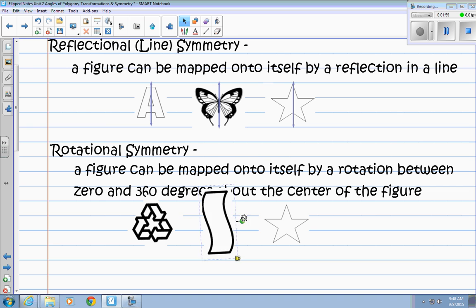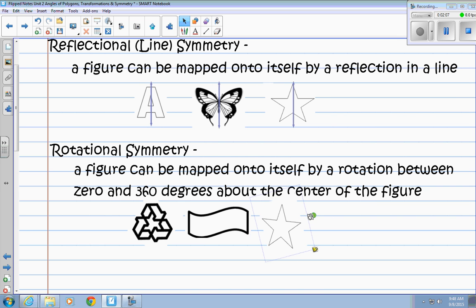With this one, we have rotational symmetry when we rotate it exactly 180 degrees. And for this one, we have to kind of use our imagination, like the star is actually all the same. But we can rotate it and have the star map onto itself as long as we rotate it the right number of degrees.